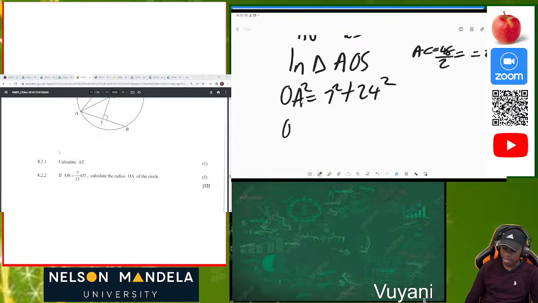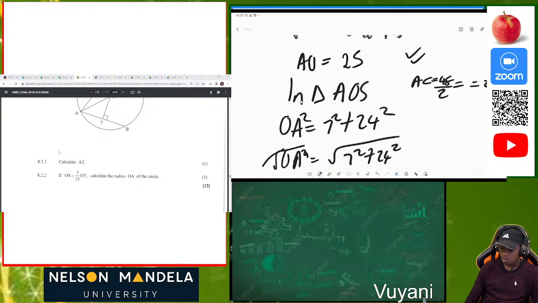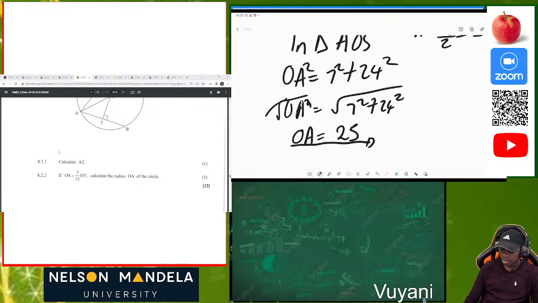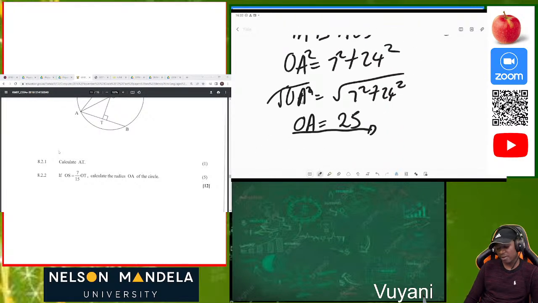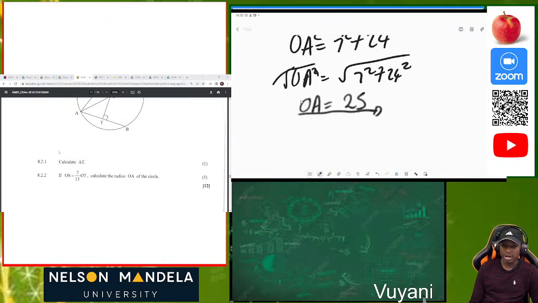Then the same applies. OA squared is equal to the square root of 7 squared plus 24 squared. Then this and this will cancel. Then we now have our OA to be the same as 25. So always show these two sides, that OA is 25 and also OA is 25. Let me just write this as OA as well. It doesn't matter, anywhere which you write is perfect.